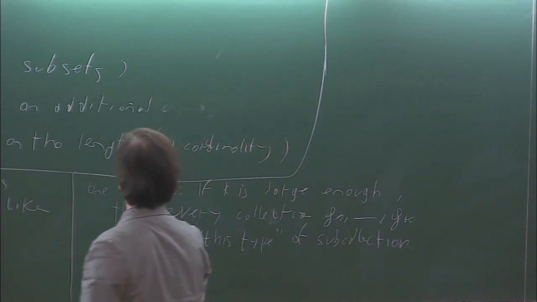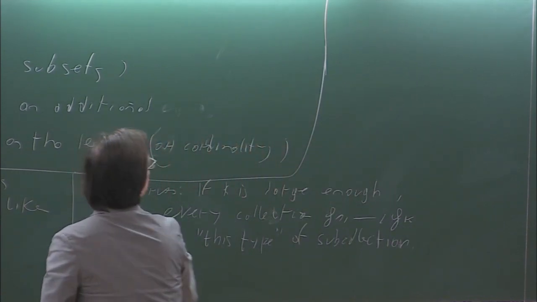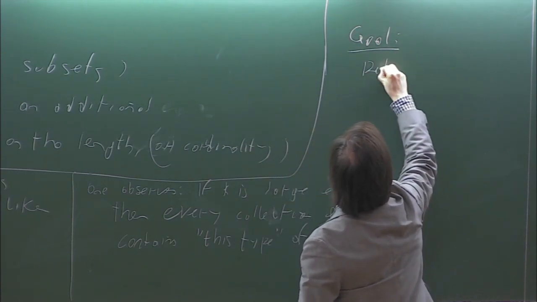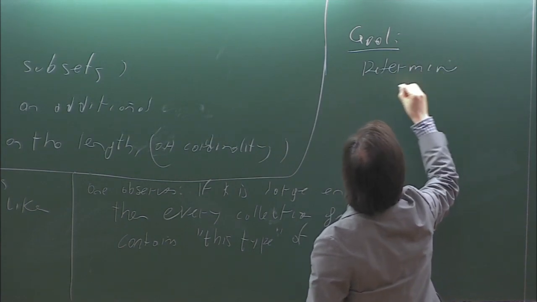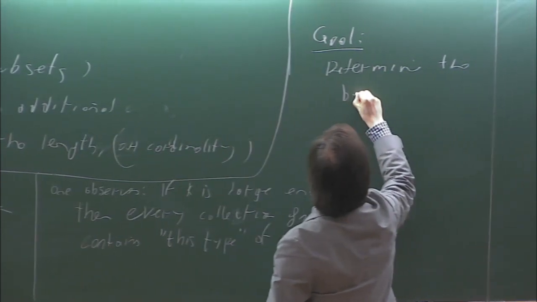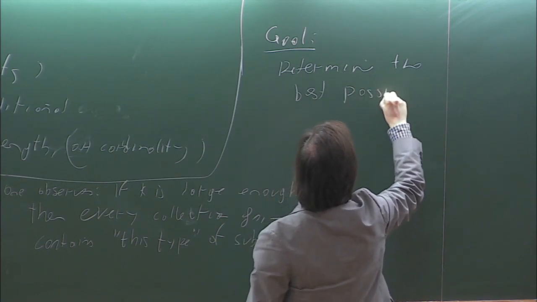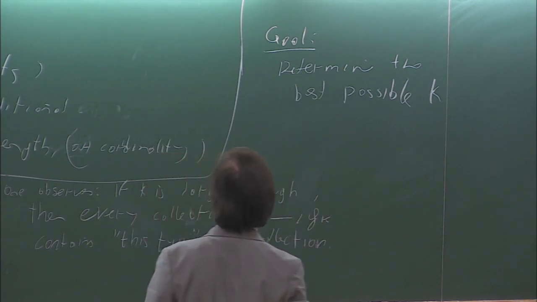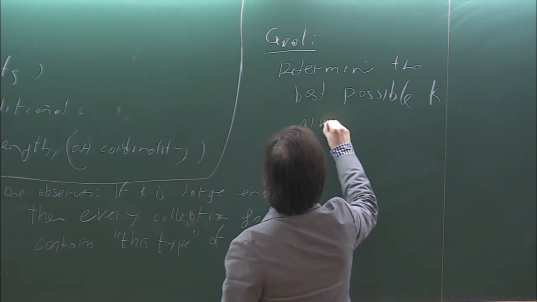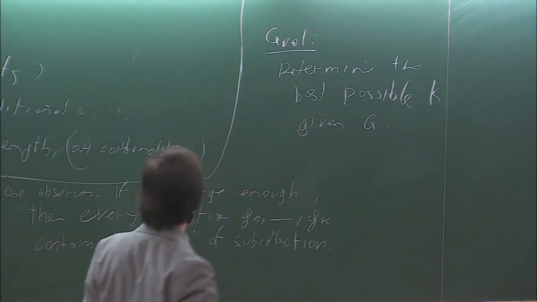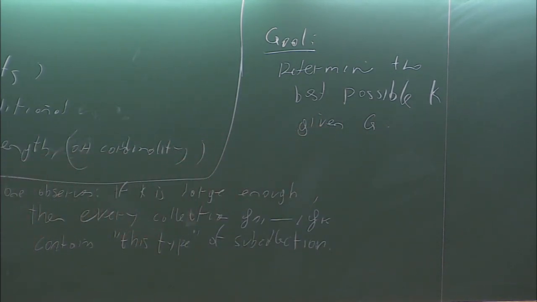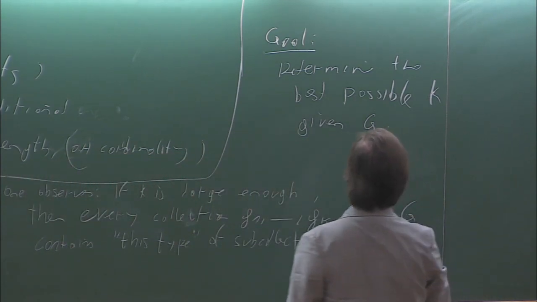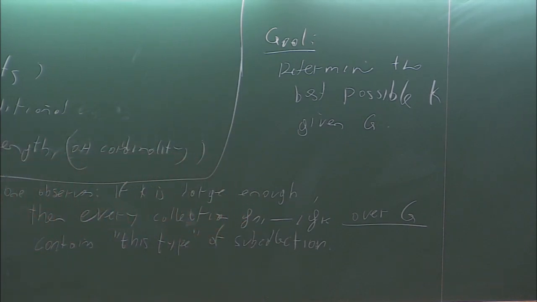So one observes this. And now the goal is to determine the best possible K, of course, given the G. Maybe I should add this here: of course, the G needs to be fixed.